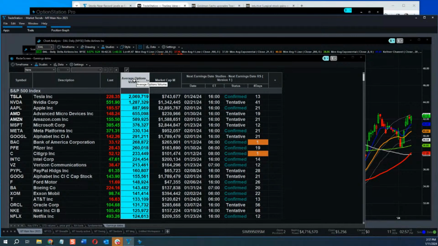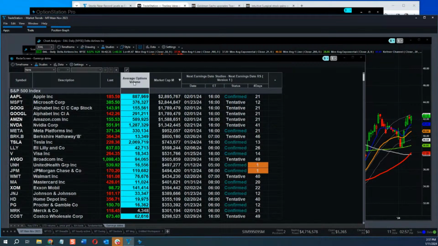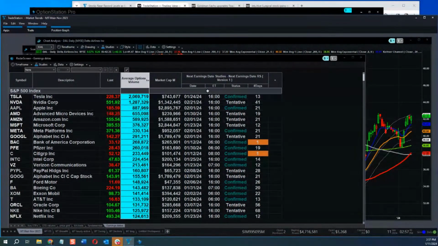This is the cool thing about using this approach. You can click on and sort by average options volume or by market cap, and you're going to see all the big names, and this will tell you when they report, and you can start planning. It shows how many days away. It also shows whether or not it's confirmed yet. So these are some of the tools that you can access with the TradeStation platform.